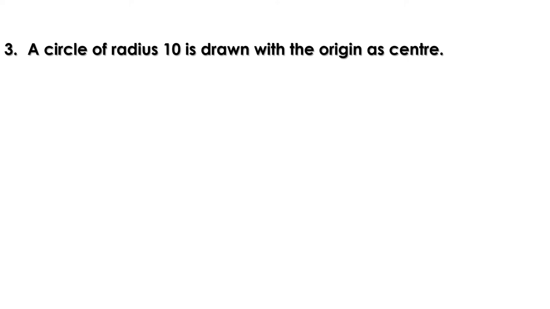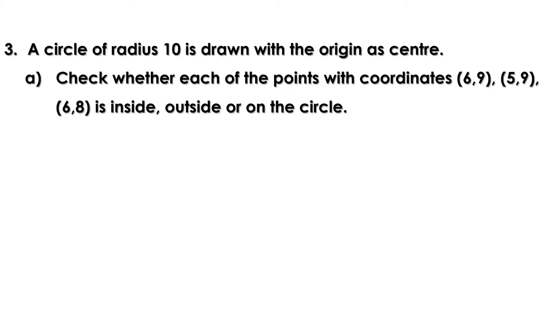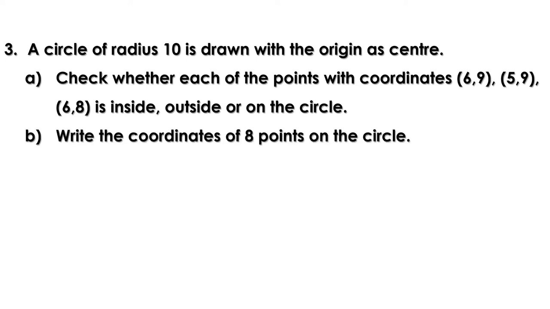Another problem. A circle of radius 10 is drawn with the origin as center. Check whether each of the points with coordinates (6, 9), (5, 9), (6, 8) is inside, outside or on the circle. Write the coordinates of 8 points on the circle. Here the radius of the circle is 10 units and center is at the origin. We have to determine whether these points are on the circle, inside the circle or outside the circle.